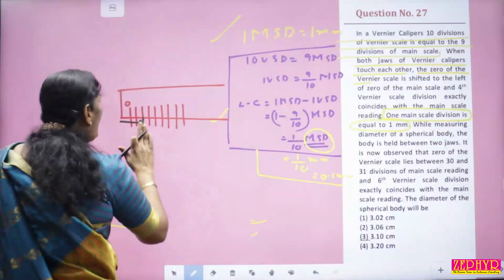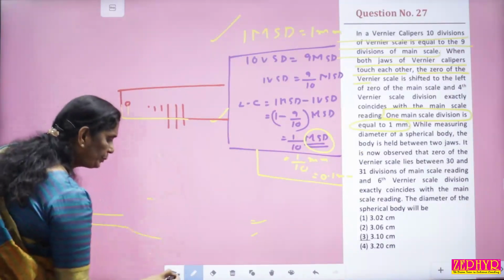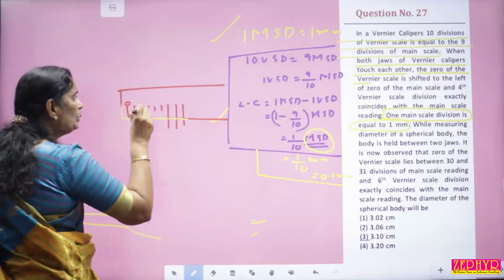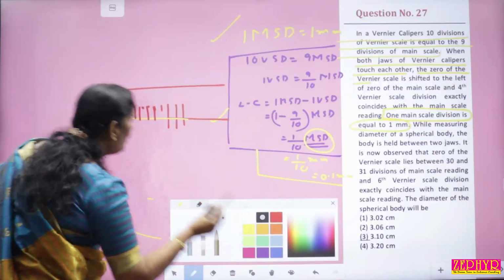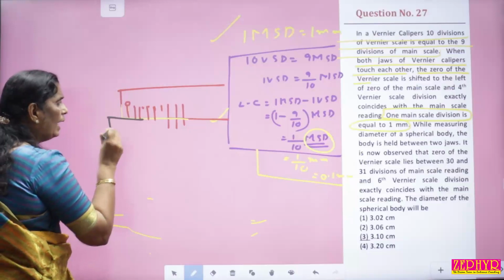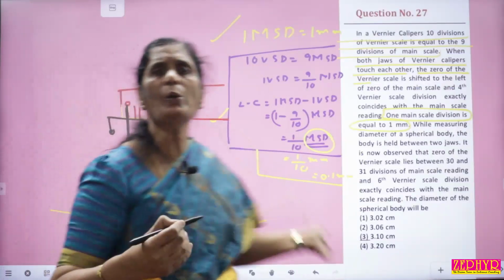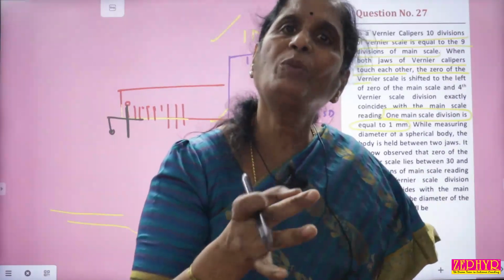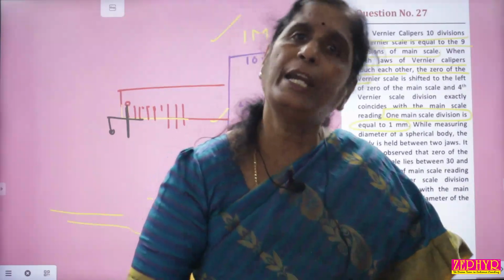But on the other side, suppose like this, 1, 2, 3, 4 like that. Now just think about the linear scale. Suppose the linear scale is here, but it is not coinciding. It is on the left side. Then the reading is less. Less means we have to add. So correction will be positive, and zero error will be negative.